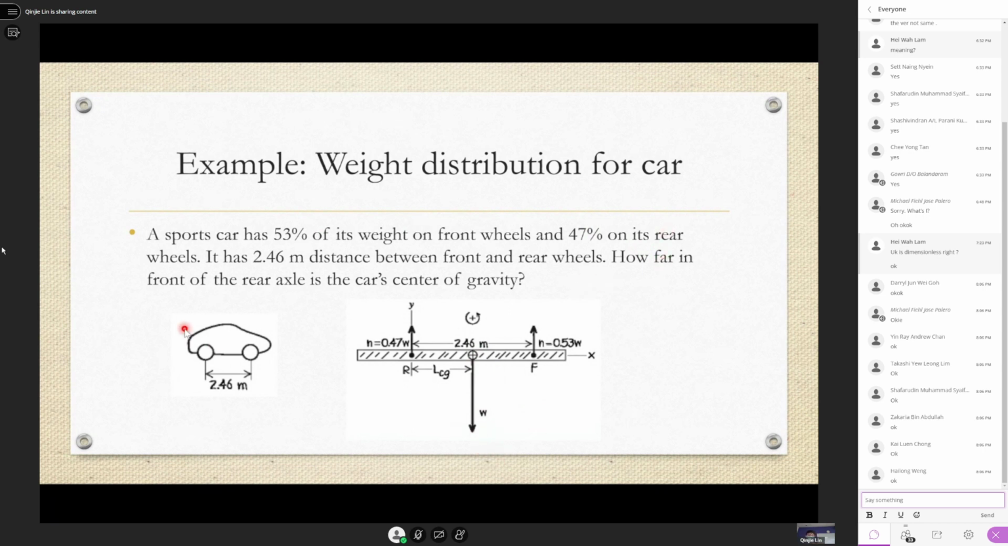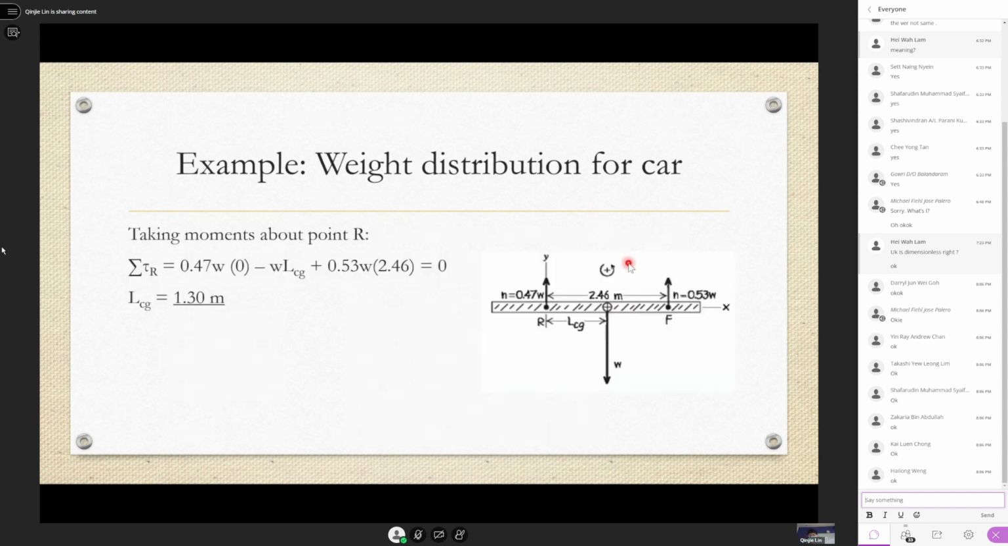Okay, they ask you how far in front of the rear axle is the car's center of gravity. So they are asking you to find this LCG. Basically from the rear axle to the car's CG, what is the distance? So you'll be either taking summation of forces or summation of torque. Okay, down here, we just need to take summation of torque about point R. You'll be able to solve this already.